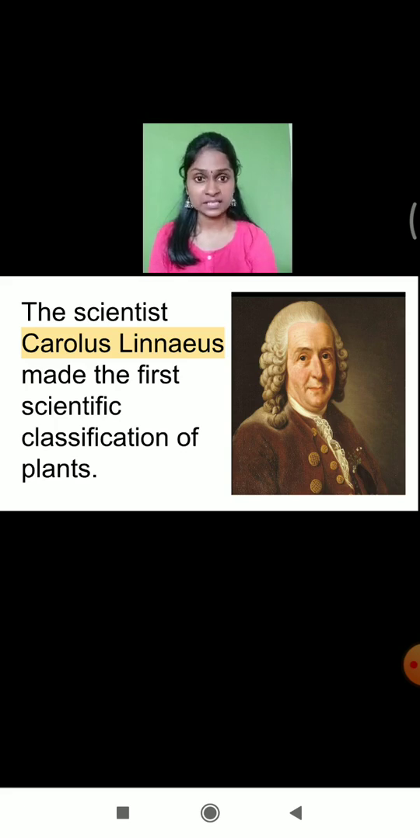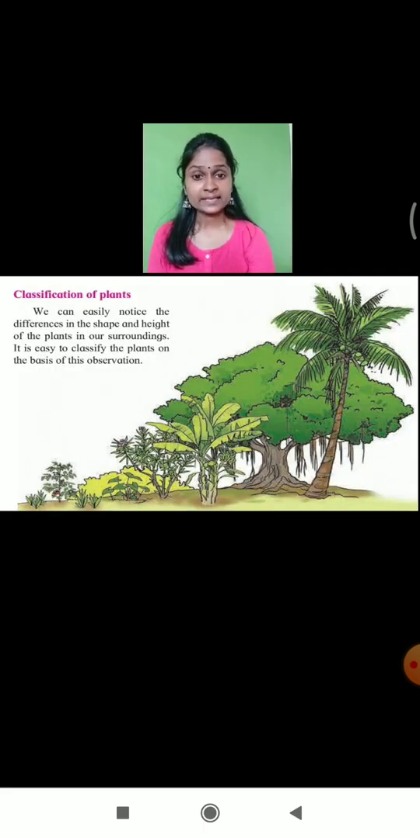Okay, so Carolus Linnaeus was the name of the scientist who made the first scientific classification of the plants. So students, remember the name of the scientist, okay? So he was the first person to give us the classification of the plants in the scientific manner, okay? So why classification is important? You can see here in this diagram. We can easily notice the differences in the shape and height of the plants in our surrounding.